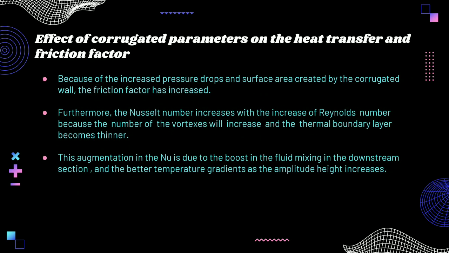Next, we have the effect of corrugated parameters on the heat transfer and friction factor. Because of the increased pressure drops and surface area created by the corrugated wall, the friction factor has increased. Furthermore, the Nusselt number increases with the increase of Reynolds number because the number of vortexes will increase and the thermal boundary layer becomes thinner. This augmentation in the Nu is due to the boost in fluid mixing in the downstream section, and the better temperature gradient as the amplitude height increases.